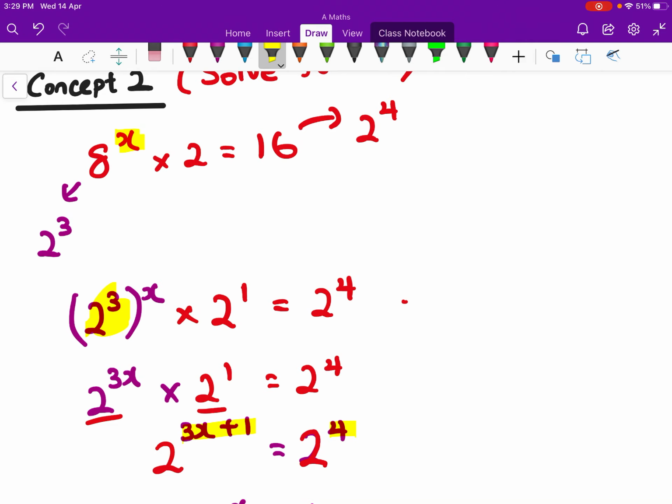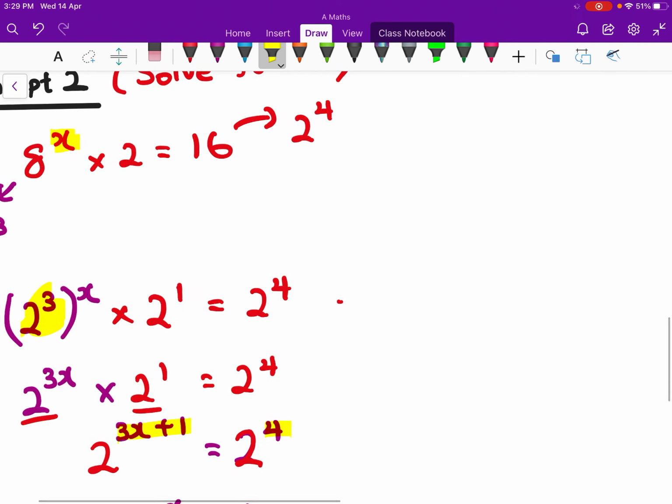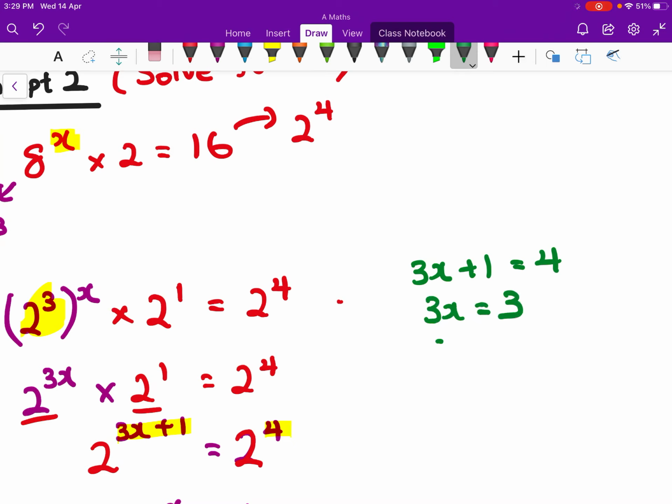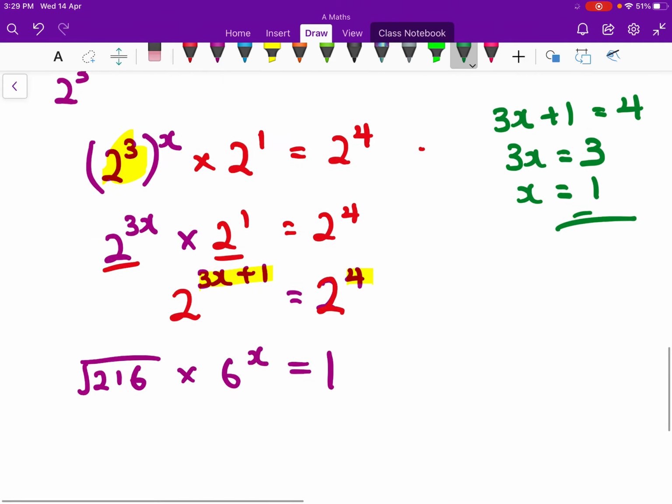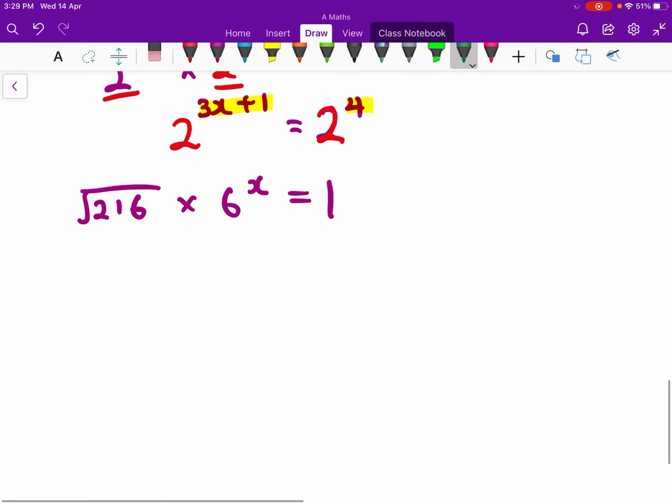Okay, so it's already back to our normal equation. So 3x plus 1 is equal to 4. Of course 3x equals 4 minus 1, which is 3, and x is equal to 1. So this is how I solve my indices equation. For solving the equation, always make the base the same. Alright, let's go to the next example.